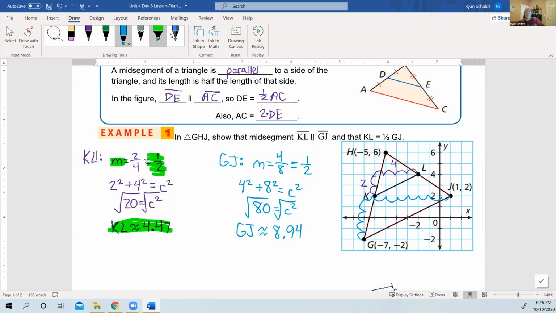So let's recap. What do we know about GJ? The slope is 1/2. The distance, the length, is 8.94. That's what we know. Okay, so if both of them have the same slope, what's that mean? KL is parallel to GJ.